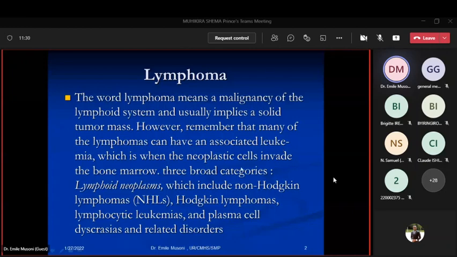Cells invade the bone marrow. So in those lymphoid neoplasms, there are three categories: lymphoma, which includes non-Hodgkin lymphoma and Hodgkin lymphoma; lymphocytic leukemia; and plasma cell dyscrasia. In this one, you see the multiple myeloma.